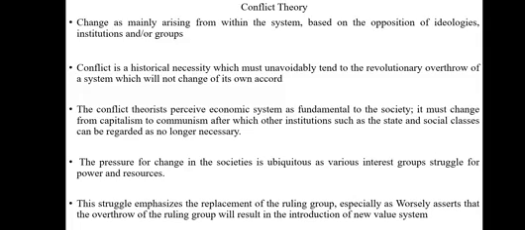So they call it the bourgeoisie, that's the capitalist, the rich people, and the proletariat are the weak, the laborers. So the laborers must come together and overthrow and fight the rich people. So at least that's what can ensure, but not only small people eating or taking advantage of what belongs to others. Then conflict theory perceives economic system as fundamental to society. It must change from capitalism to communism, after which other institutions such as state and social classes can be regarded as no longer necessary.